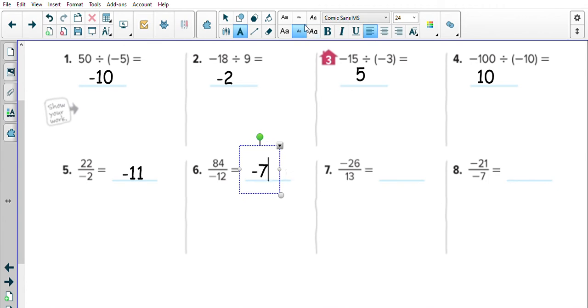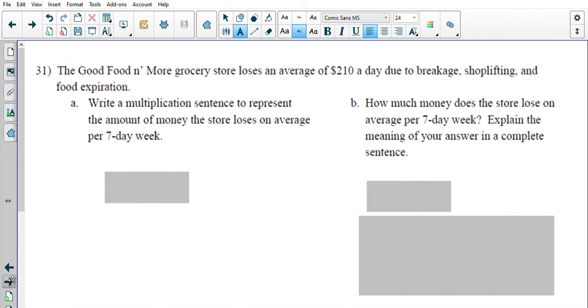And number 7, signs are different again, so my answer is negative. 13 goes into 26 twice, so final solution is negative 2. And finally, signs are the same in number 8, so my answer is going to be positive. 21 divided by 7 is 3. All right, so we're almost done. We do have some word problems, but they are fairly easy, so it won't take us too long to get through them. I appreciate you bearing with me through this long video, but it is the only video for this section of your virtual learning.